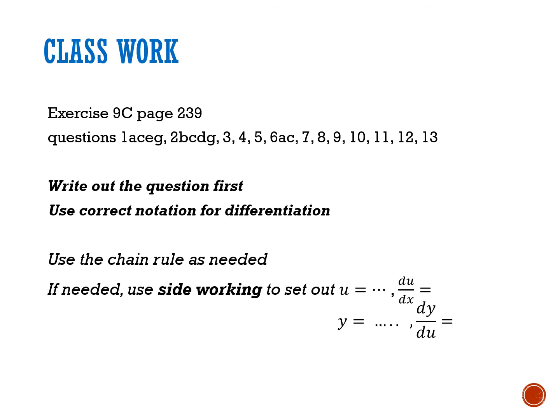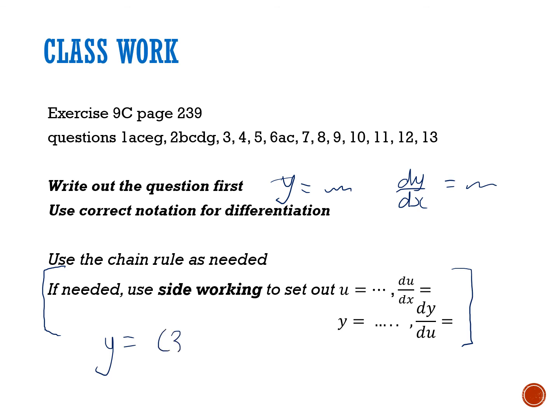Now, what I'd say to you for each of these, write out the question, write it as y equals something, and then dy dx equals something. So write out the question first. Have a think about what is going to be your u. I would say try and get to grips doing it without this, just by labeling on your question. So here's my question I'm doing, something like that to the power of 5. Think about what your u is, even write what your u is, and then do your differentiation.